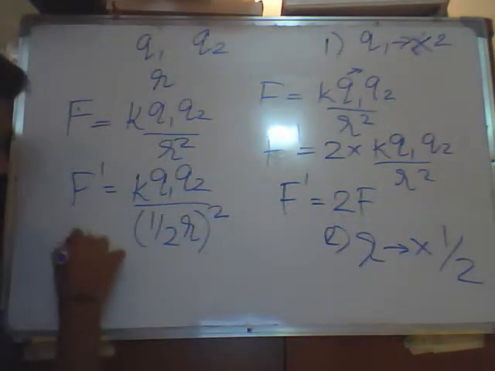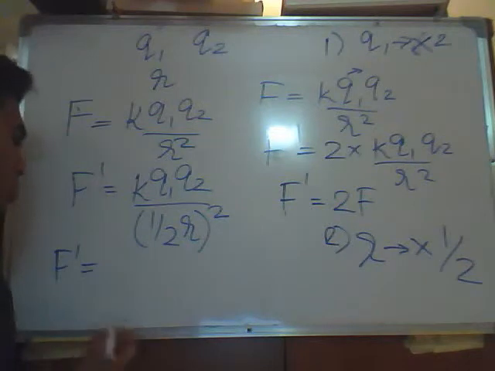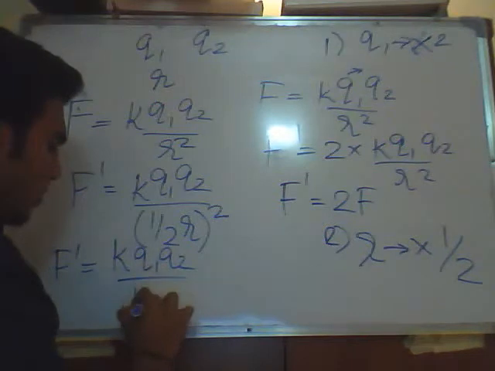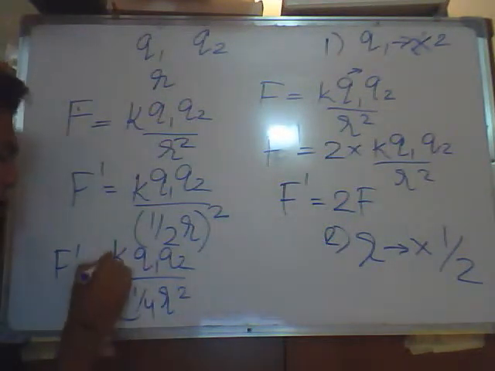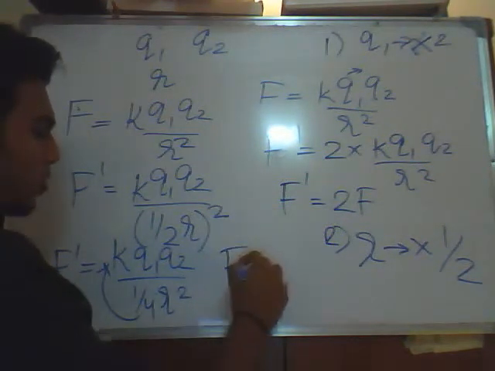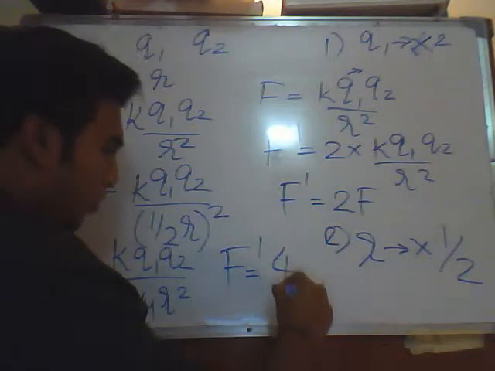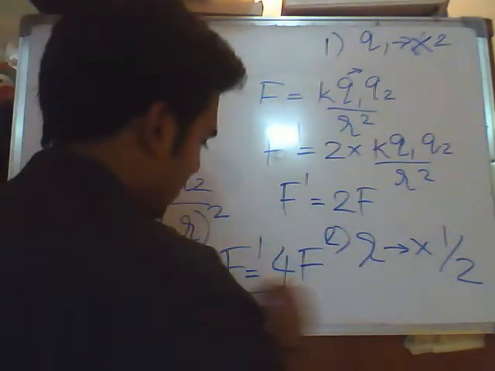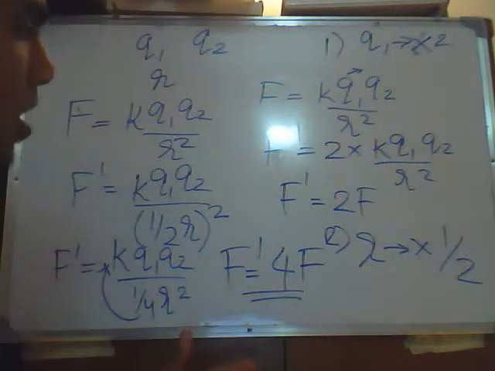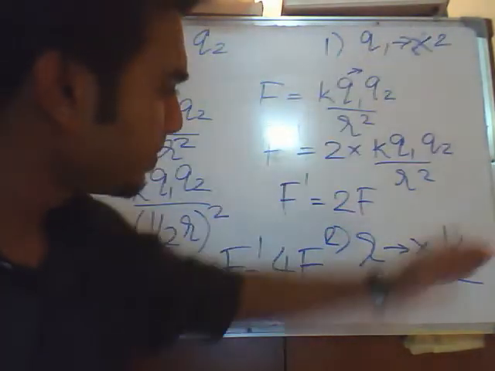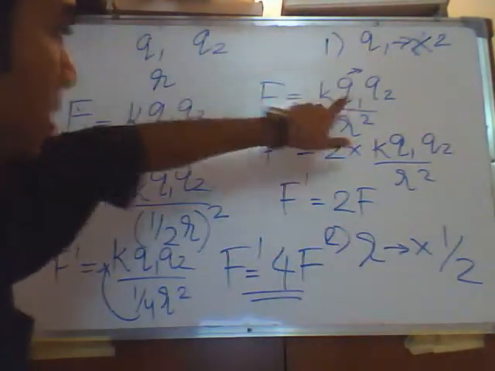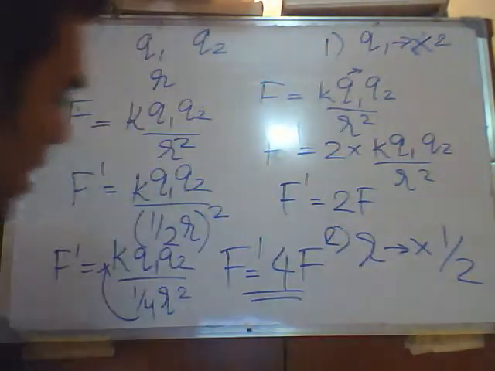What would happen? Half squared is 1/4, right? So you have K Q1 Q2 by 1/4 R squared. What happens is this 4 would come up. So you can see from here already, the new force is going to be 4 times the previous force. So you see, the method is fairly simple. It just looks complicated. You just have to see what happens to the new term. In this case, Q became doubled. In this case, R became halved, and you get the answer.